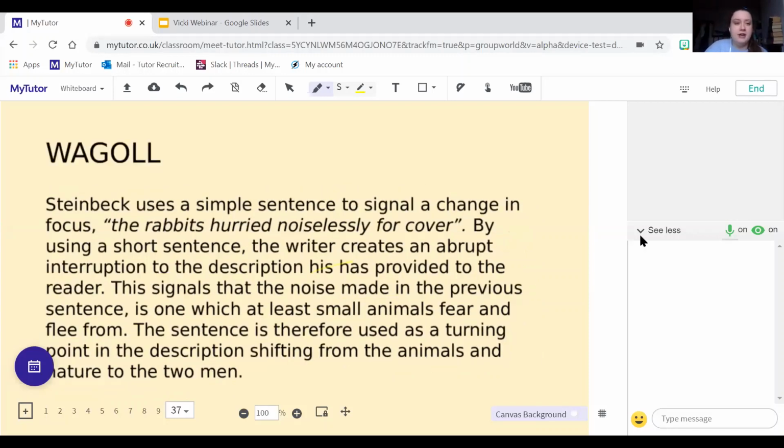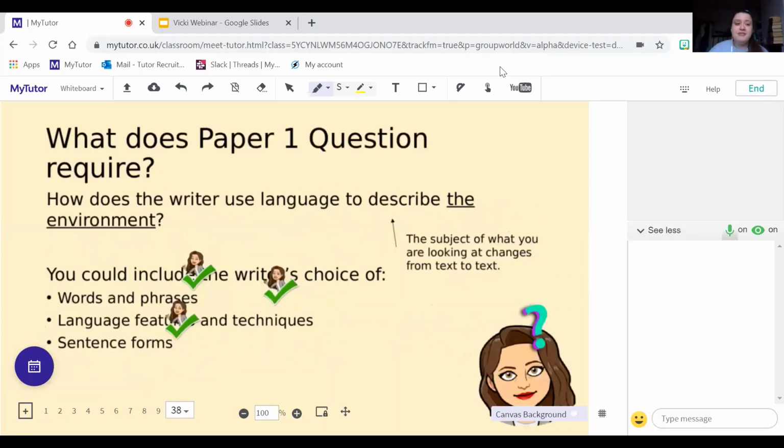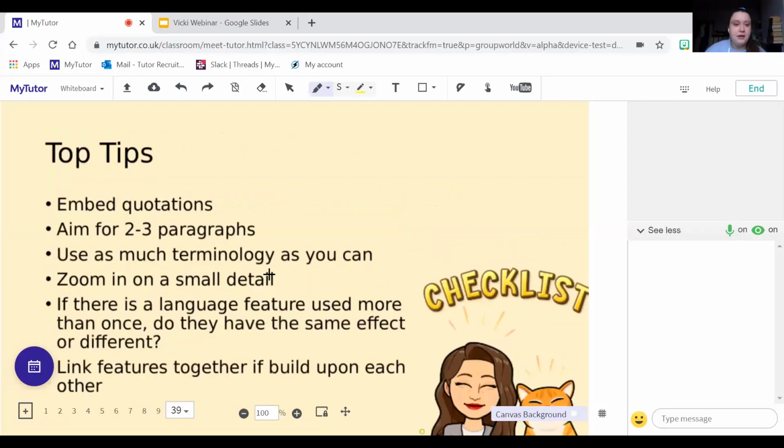Right, okie doke. So then we've ticked off all of these bullet points in 2 paragraphs, and that will be enough to get you into the level 4, the top bracket. Right, so in terms of my top tips for what you need to be doing: embed your quotations, aim for 2 to 3 paragraphs, use as much terminology as you can.